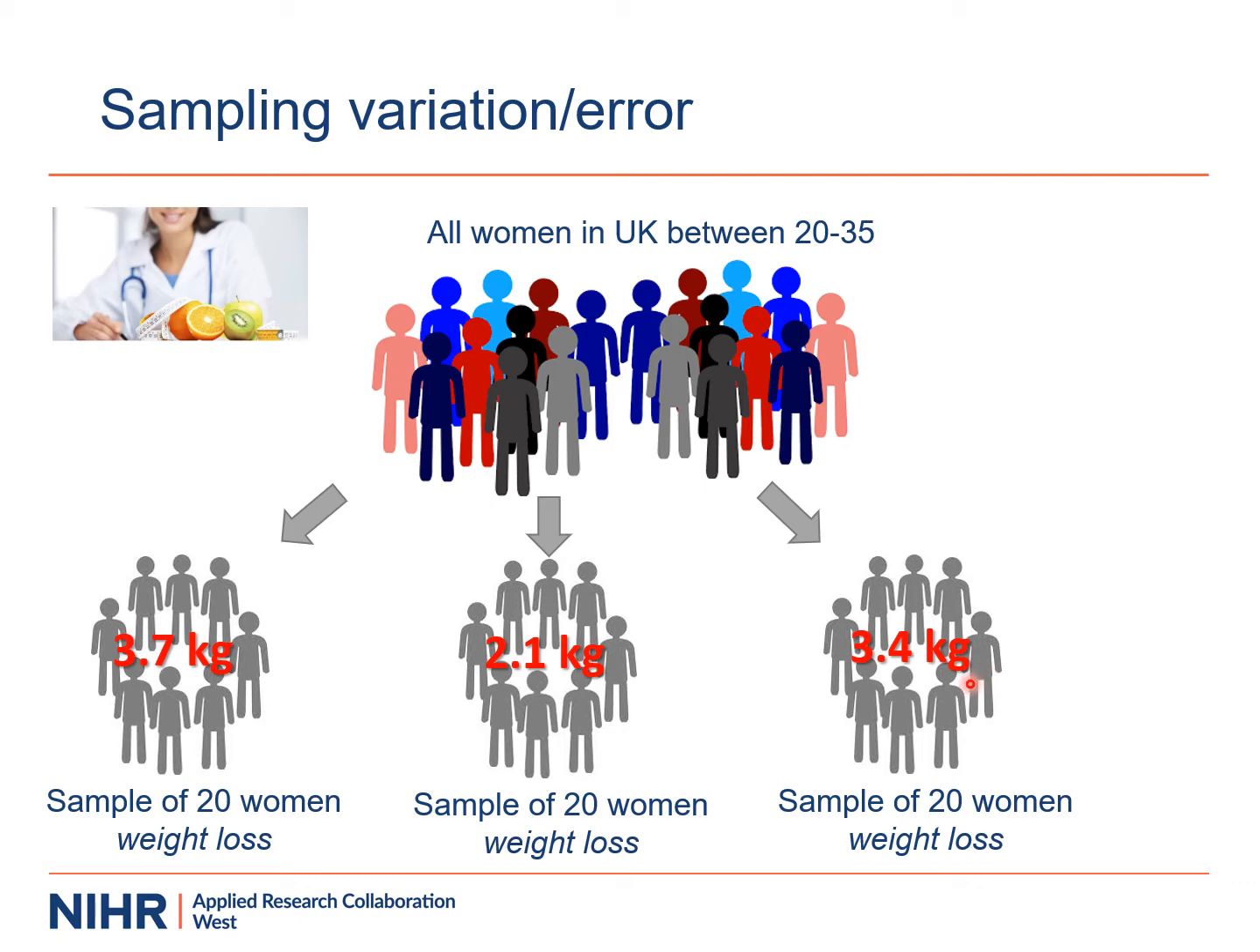So how do you know how confident you can be in your estimate, and which of these studies is close to the truth? So that's when we want to calculate things like confidence intervals and p-values. So this fact that every time you take a sample and you get a different estimate, that's called sampling variation or sampling error.